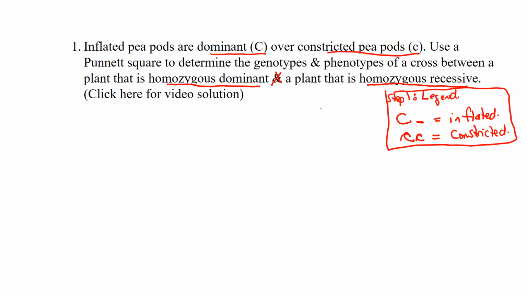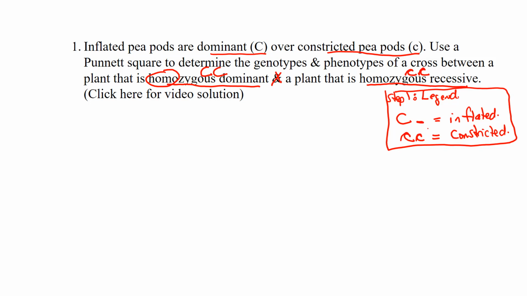So homozygous dominant, we know what's dominant just by our legend, and refer to your legend, that's why you've done it. Inflated is dominant. Homo means same, so both those alleles, and again, genotypes are always in pairs, are going to be dominant C. So capital C, capital C. We're crossing that with a plant that's homozygous recessive. We look at our legend, we know that constricted is recessive, and the only way to get recessive is if I have two little recessive alleles. Okay, so that is step two.